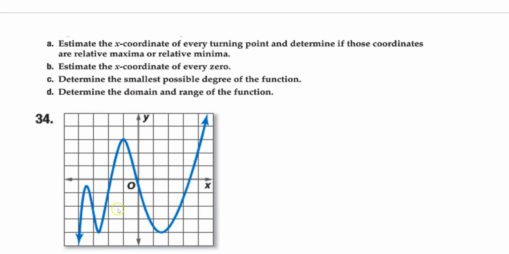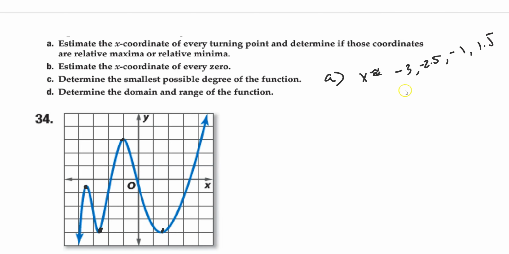Estimate the x-coordinates at every turning point. Oh, there's a lot. There's one here, one there, one there, one there. So for A, it looks like x equals, let's see, -1, 2, 3, -2, -1. Again, really estimating. And then also at 1.5. Okay, this is an estimation.